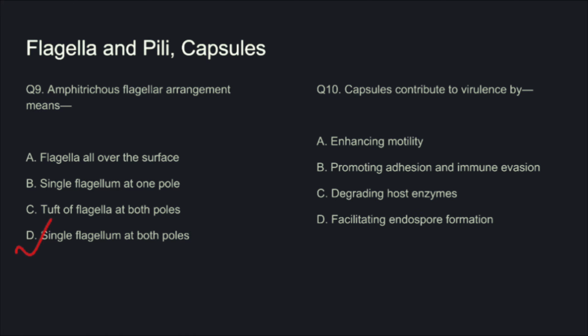Question 10. Capsules contribute to virulence by A. Enhancing motility, B. Promoting adhesion and immune evasion, C. Degrading host enzyme, D. Facilitating endospore formation. Correct answer for this question is option B. Promoting adhesion and immune evasion.